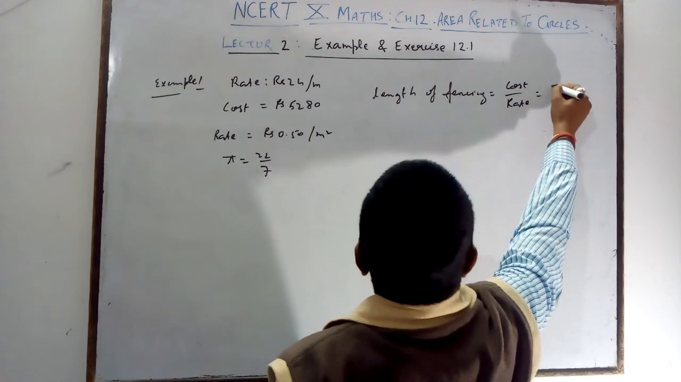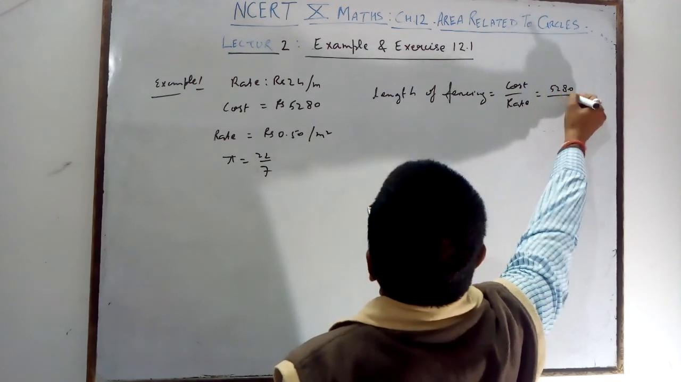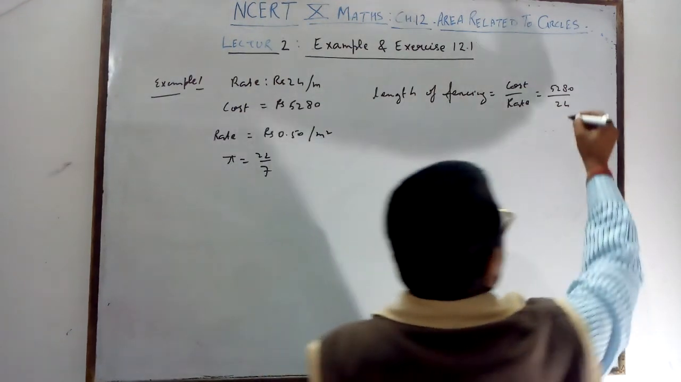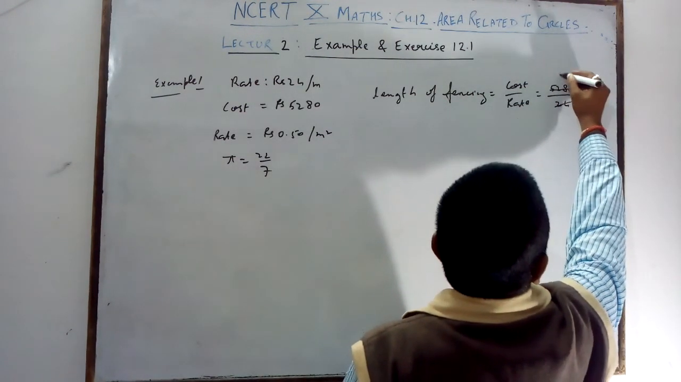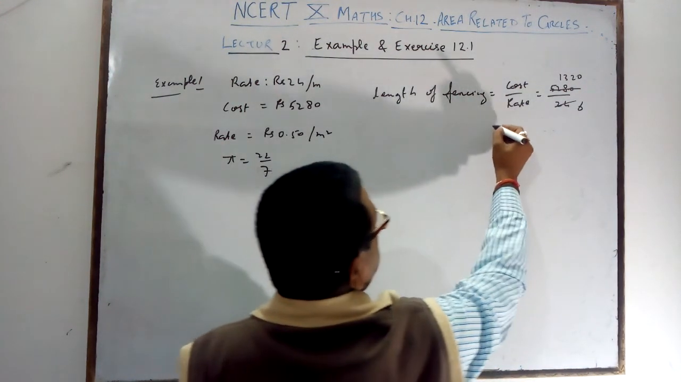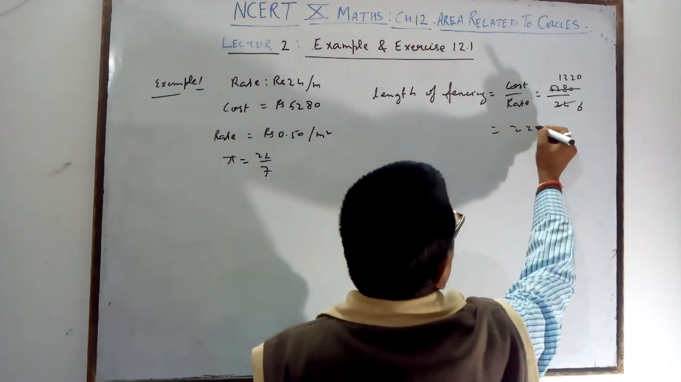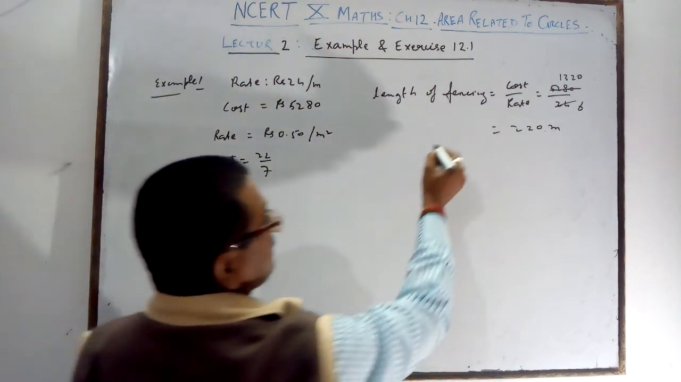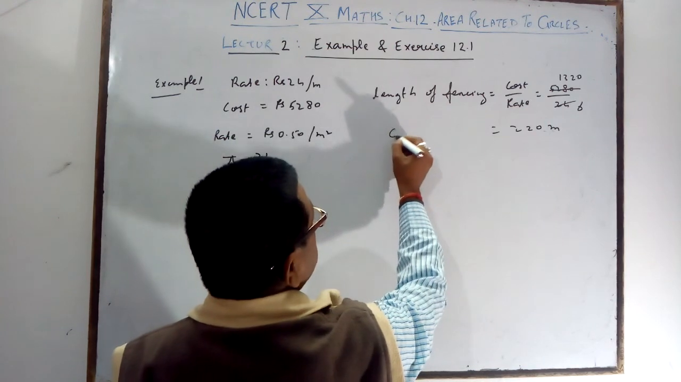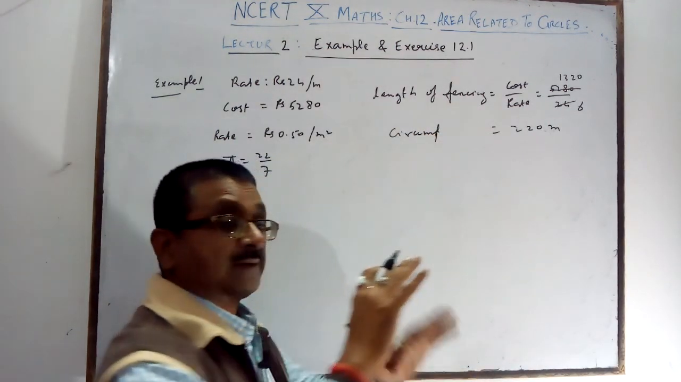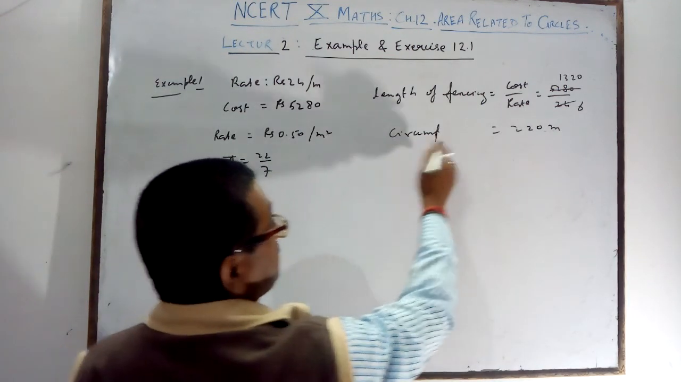That is 5280 upon 24, which gives 220 meter as the total fence. Fencing is called the circumference. Fencing means the boundary line of a circular part, that is the circumference.